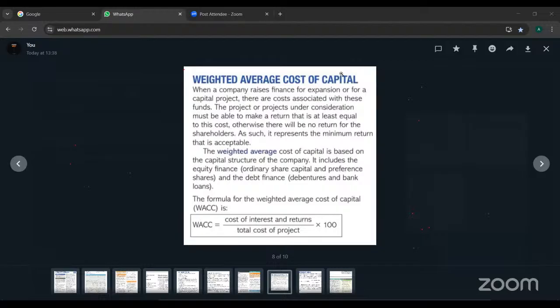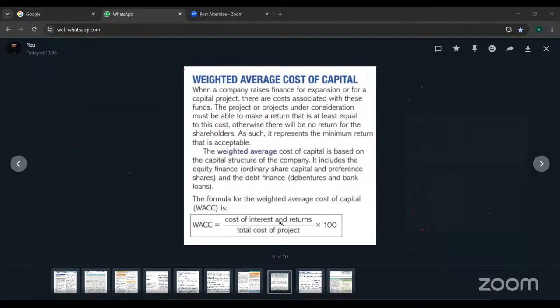It includes the equity finance like ordinary shares, debentures, bank loans, all that. So in other words, weighted average cost of capital is the average amount a company pays for its capital from all the funding sources. That is WACC. And then there's an equation to calculate WACC.